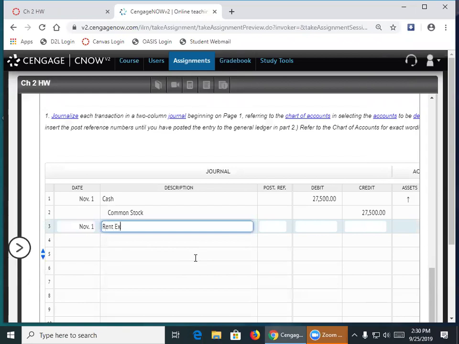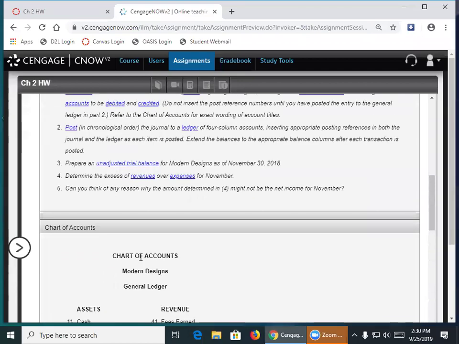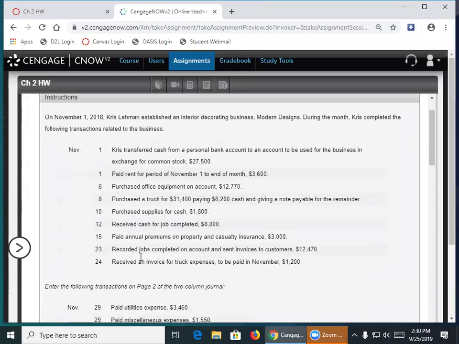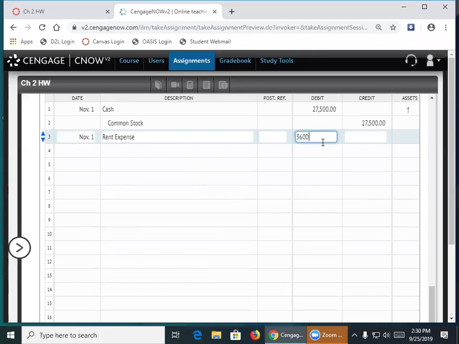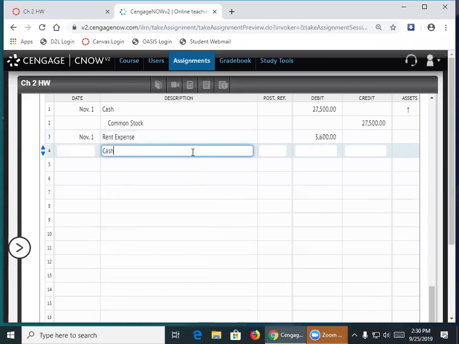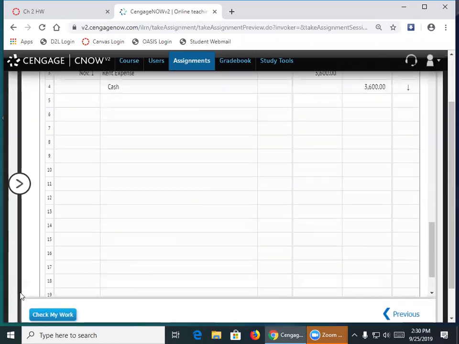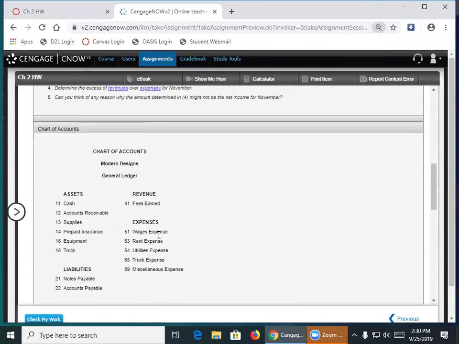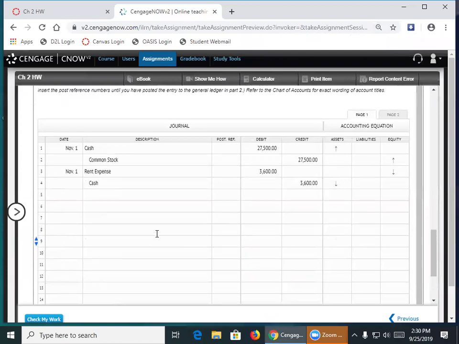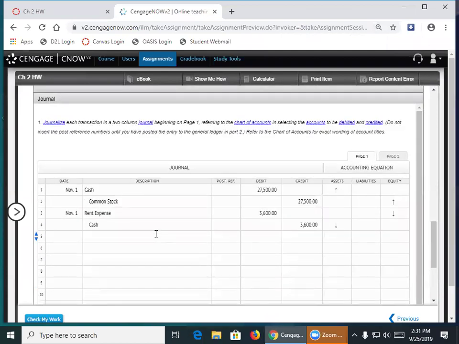Rent expense is getting debited, and I already forgot for how much. 3,600 for me. It's showing that when we put rent expense, our equity goes up. Wouldn't it be our liability? Actually, expenses are equity accounts. Equity went down. Yeah, and it should go down. Oh, yeah. Remember, all expenses are decreasing equity, so they're equity accounts.